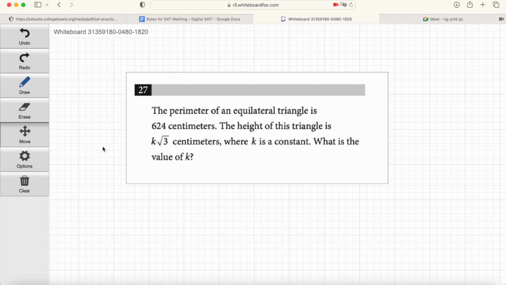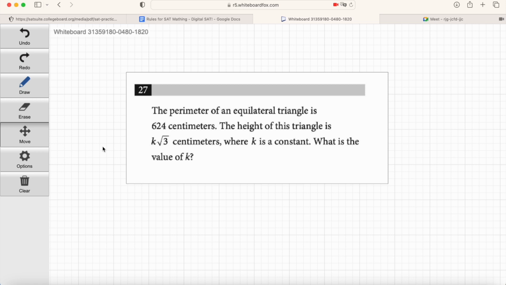What is the value of k? We know the height of the triangle is k times the square root of 3 centimeters. So basically, we're going to have to find the height of this triangle, okay? And then once we know the height, I think we can figure out what k is, because it'll probably be in terms of the square root of 3. I'll explain what that means in just a moment.